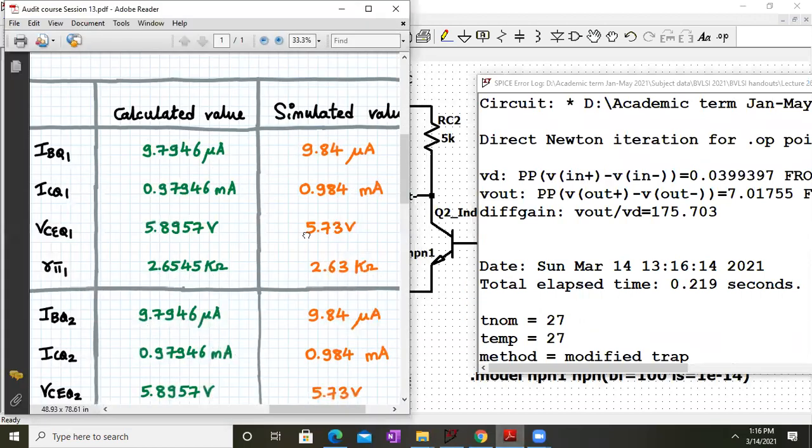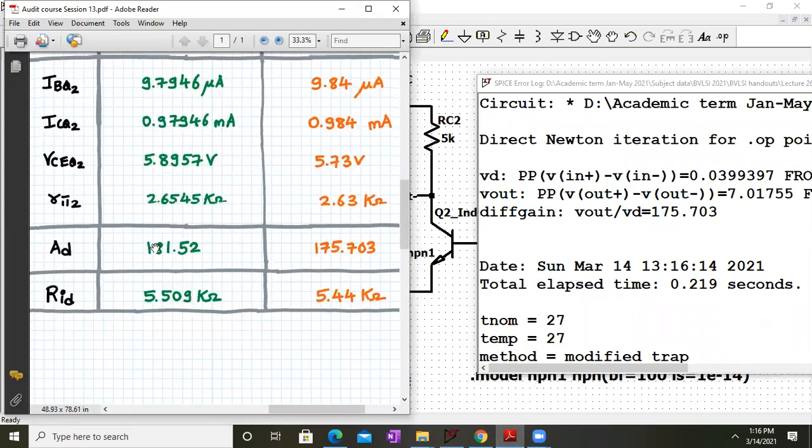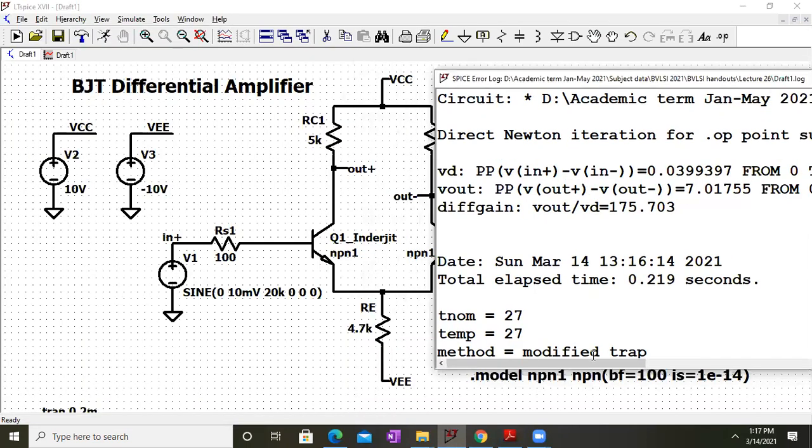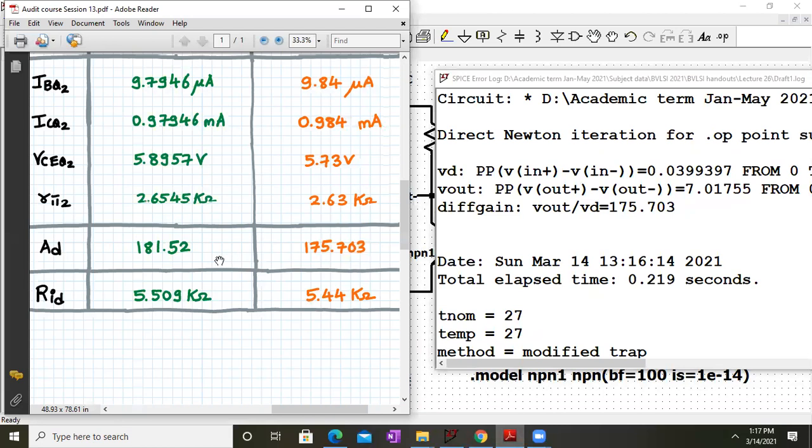Let's check this number with the calculated value. The calculated value is 181.52, and mod of 181.72, that is, we have taken only the magnitude, and the simulated value is 175.703. Okay, so for the differential gain, some difference is coming, but it's quite well within the limits, and this much difference is expected for a BJT amplifier because of its input impedance. So the value of differential gain is coming all right, well within the limits: 181.52 by calculation and 175.7 by simulation.